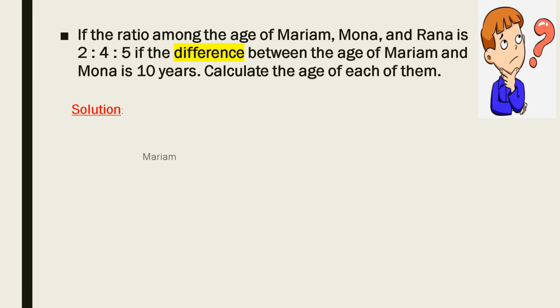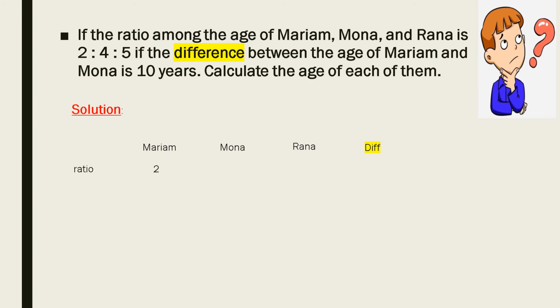We need to write the form. Write the names at first, Maryam, Mona, Rana, according to the order in the story problem. Then we need to create a new column called difference, because the real number here, 10 years, doesn't belong to Maryam, Mona, or Rana.